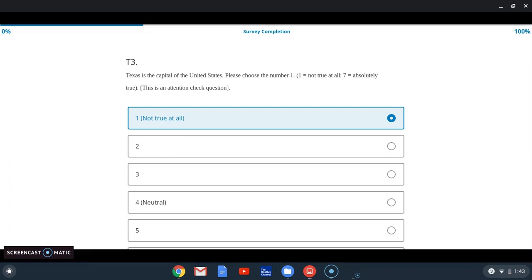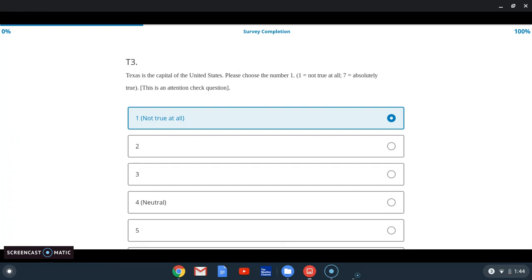So the question is, Texas is the capital of the United States. It says, please choose number one being not true at all, and seven being absolutely true. And then it says this is an attention check question. Okay, so technically, Texas isn't the capital of the United States. So the answer, number one, is true. So if somebody didn't realize this was an attention check question and they answered it truthfully, they would still get the attention check.